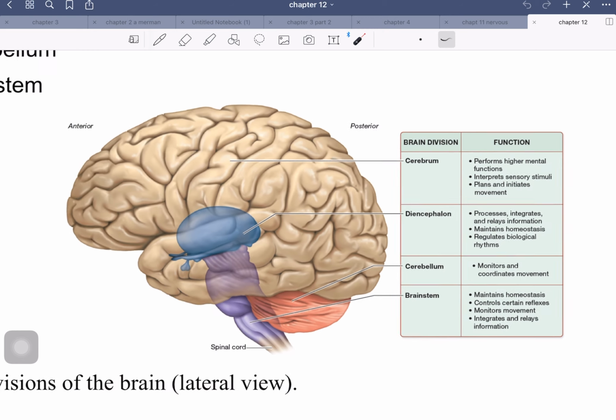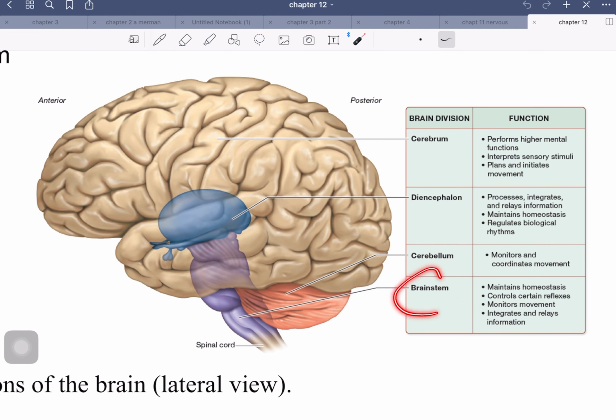And then the next major part is the brain stem. And the brain stem is made up of a number of parts, the medulla, the pons, etc. But we'll get back to those details. But let's have a quick look. So the brain stem is the purple that we can see. You can see some of it is exposed here because it's not overlaid with cerebrum, and some of it looks a bit deeper from here, but from the front we could have a clearer view of it. And the brain stem maintains homeostasis, controls certain reflexes, monitors movement, and integrates and relays information.